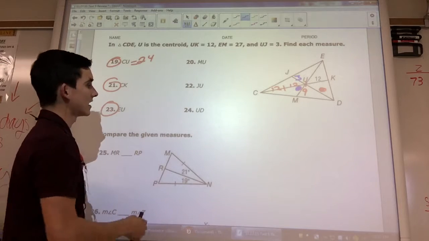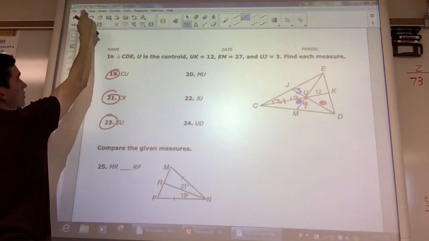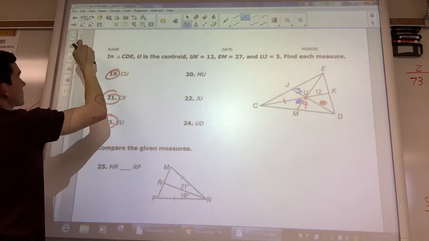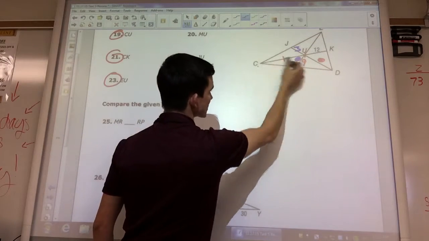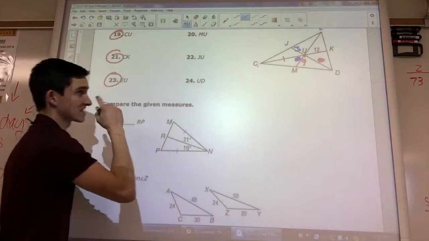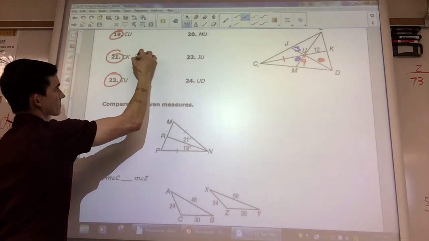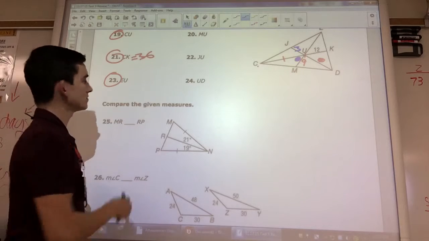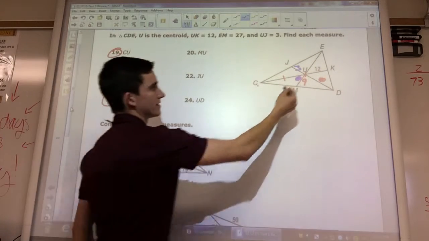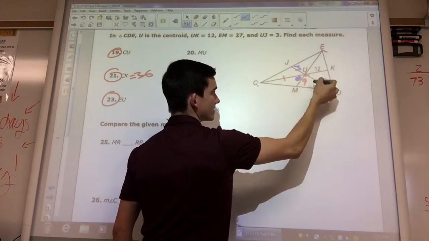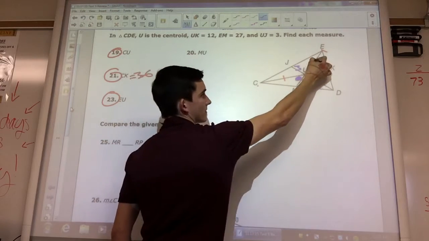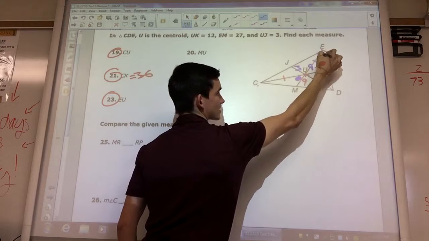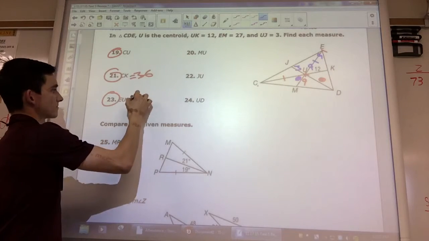Okay, 24. Now let's go back on that. There we go. All right, C to K, all the way across. So if that's 24, 12 more, that's going to be 36. And E to U is from here to here. And we know that M to U is 9. So we know that this is going to be 9 and that's going to be 9. So that should be 18.